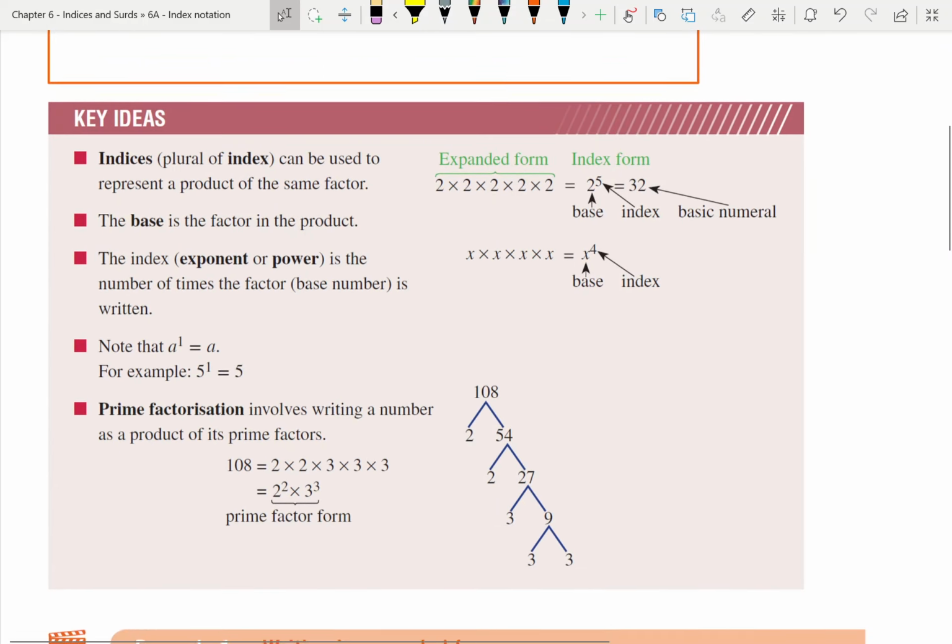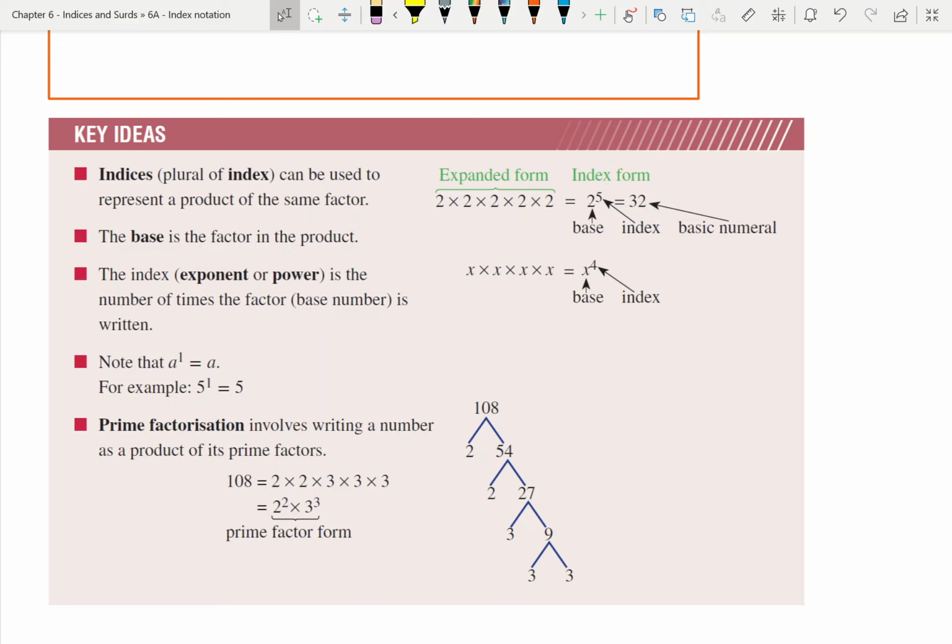So our key ideas. Indices, which is the plural of index, can be used to represent a product of the same factor. So if all of our factors are the same, we can represent it as an index. So in this instance, we've got 2 times 2 times 2 times 2 times 2. That is our expanded form. We could turn it into index form by just writing it as 2 to the power of 5. If we were then to compute that, we would get 32 as our basic numeral. So what is that number if we actually solve for the sum, or in this case, the product?